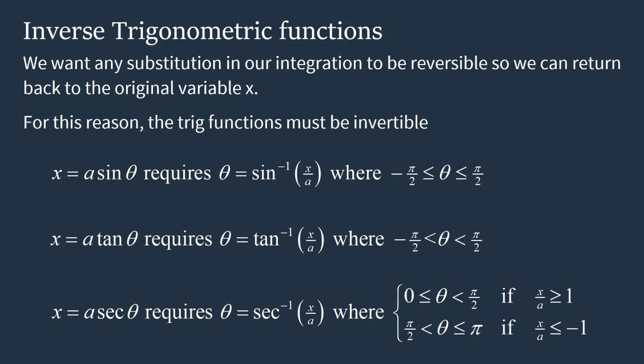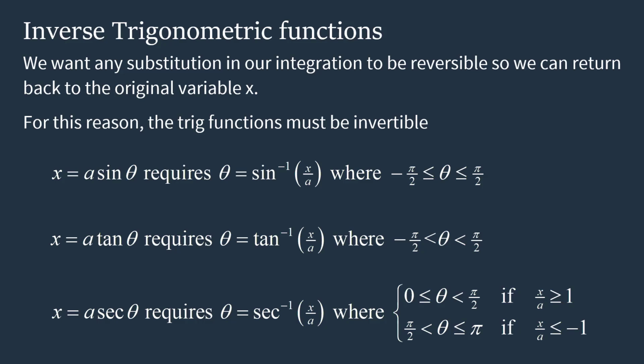For the same reason, x equal to a times secant of theta would then require that theta equals the inverse secant of x over a, but this time the angle range for inverse secant is 0 to pi, including 0 and pi, but not including pi over 2, and the result depends upon the sign of what the inverse secant is applied to. So if x over a is greater than or equal to 1, then theta would be greater than or equal to 0 and less than pi over 2. But in the other case, if x over a is less than or equal to negative 1, then theta would be greater than pi over 2, but less than or equal to pi.